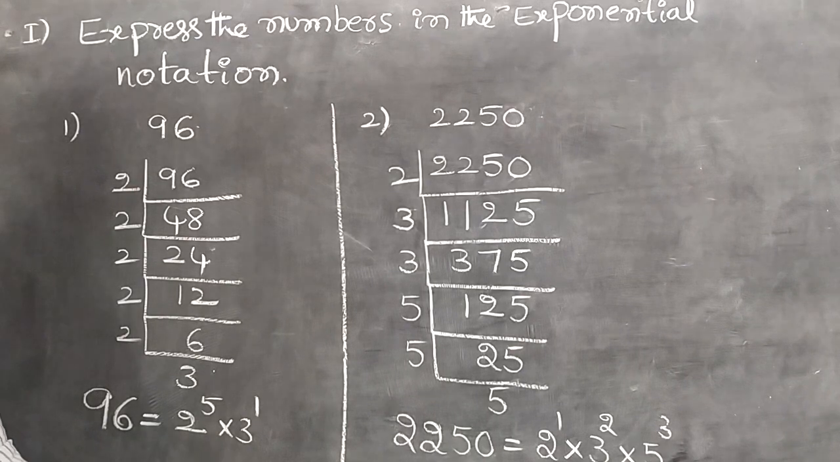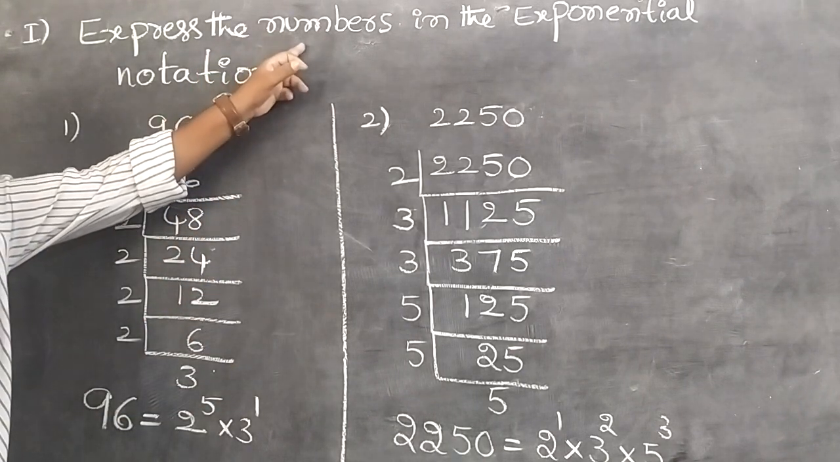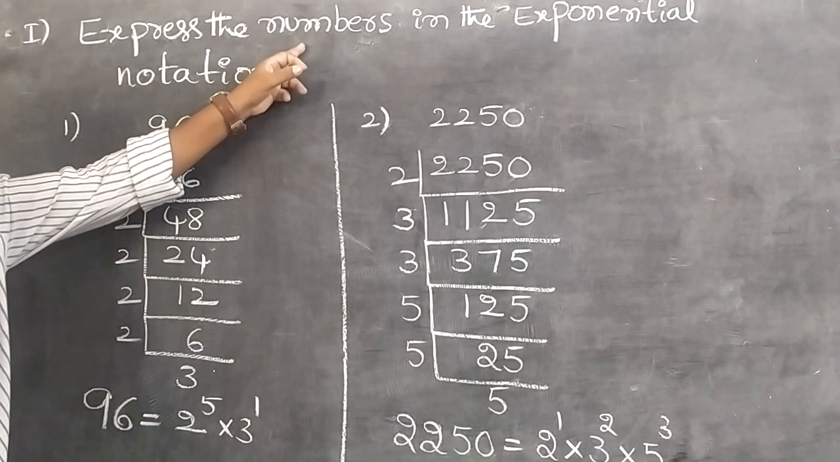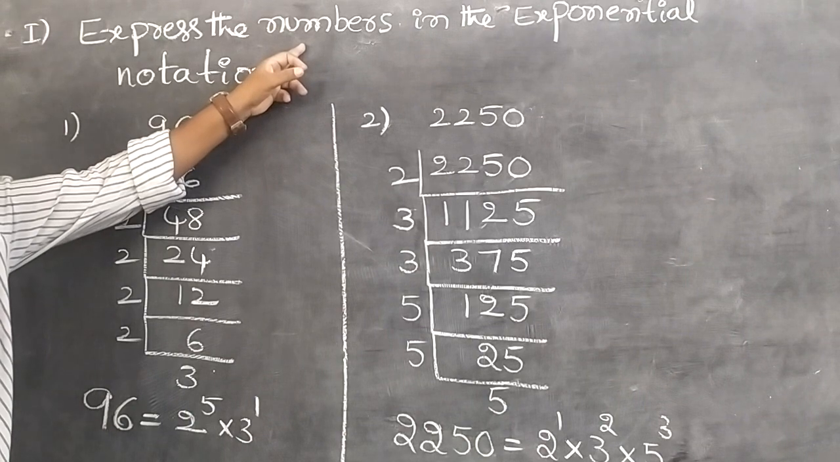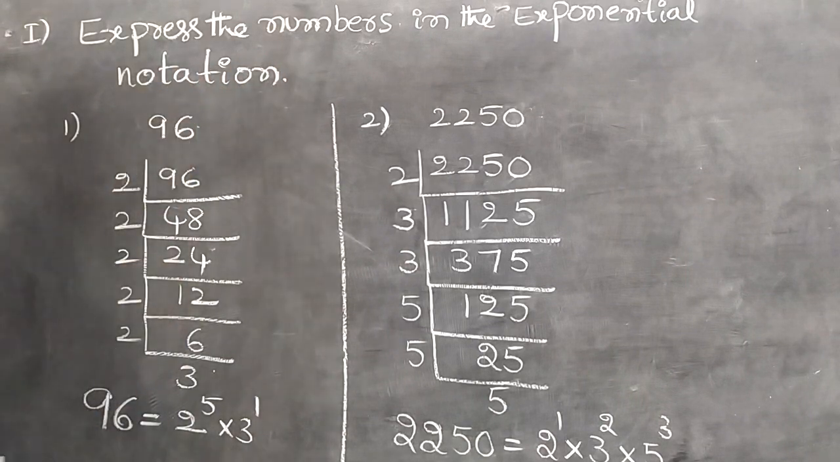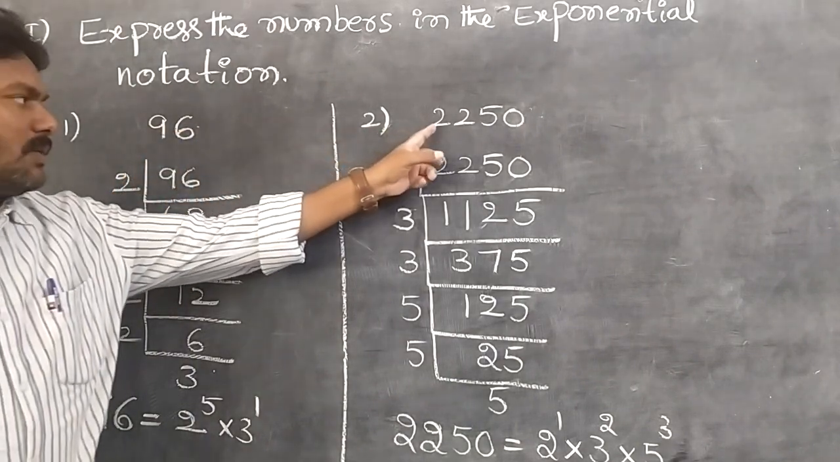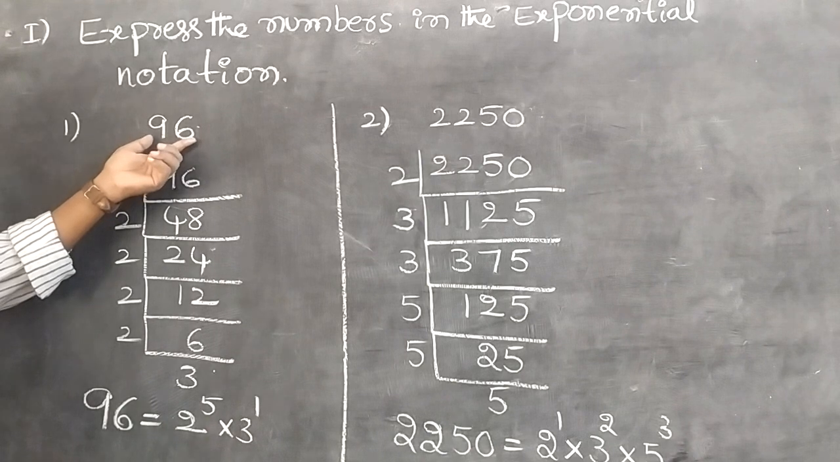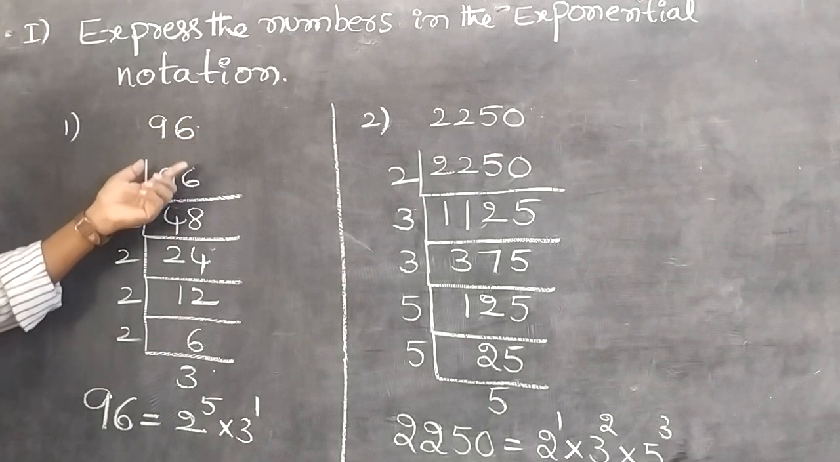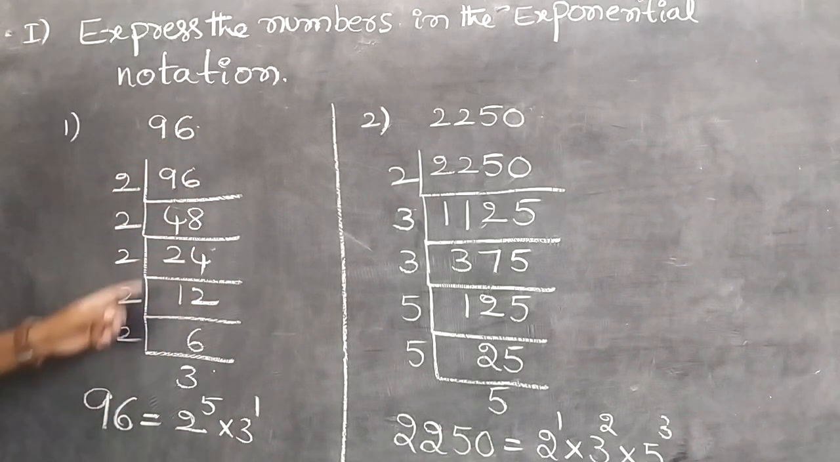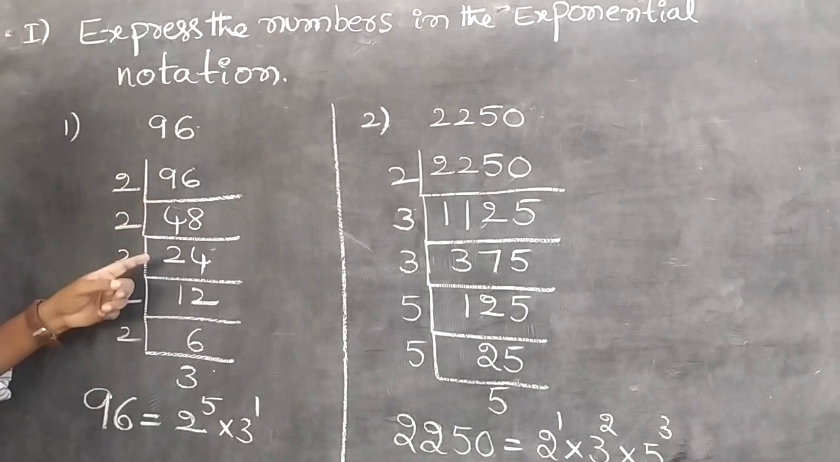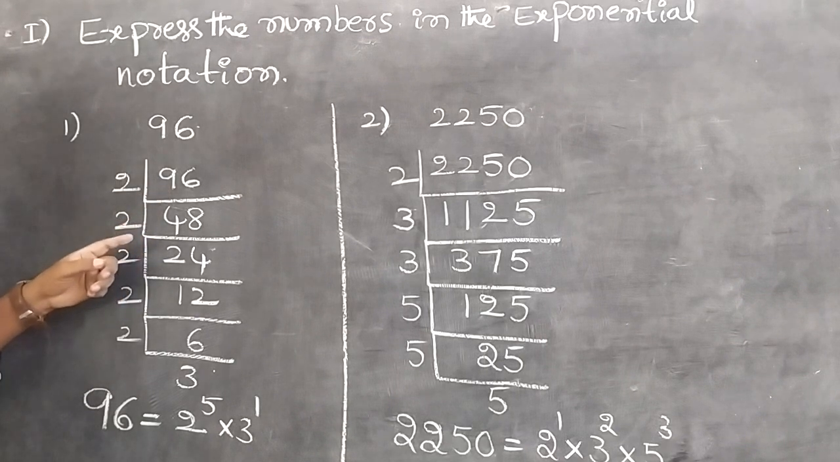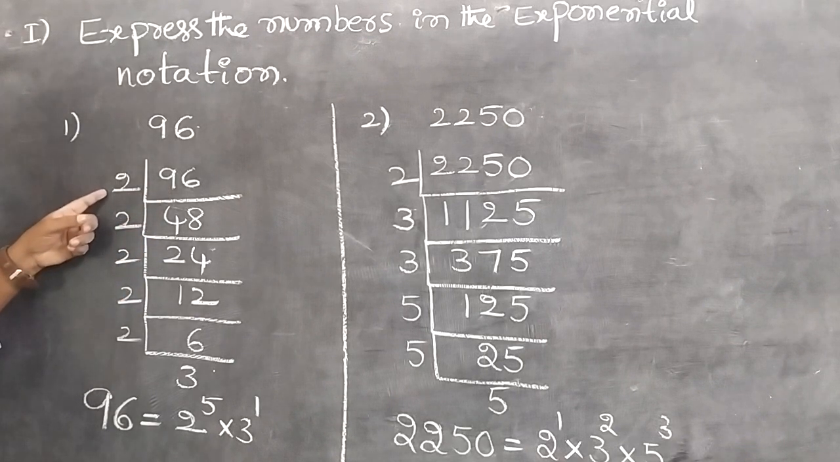Observe the question, students. Express the numbers as a product of primes in exponential notation. The first number is 96 and the second one is 2250. First we will use the prime factorization method for 96. Which is the least prime number? Yes, we know that 2 is the least prime number. First let me take 2.